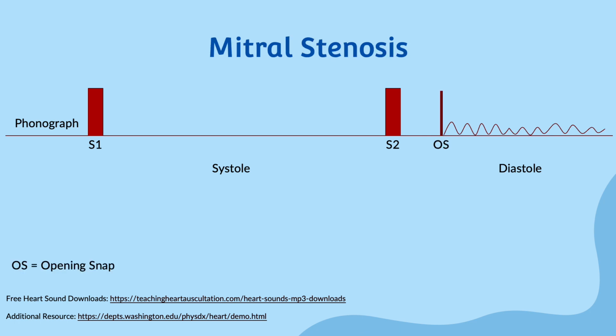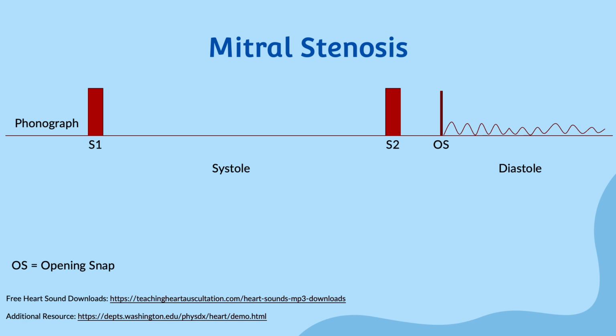Mitral stenosis is a condition in which the mitral valve, which is located between the left atrium and left ventricle, becomes narrowed, making it difficult for blood to flow into the left ventricle during diastole. This leads to increased pressure in the left atrium and eventually left atrial enlargement. This can cause a diastolic murmur that is heard best at the fifth left intercostal space near the apex of the heart.